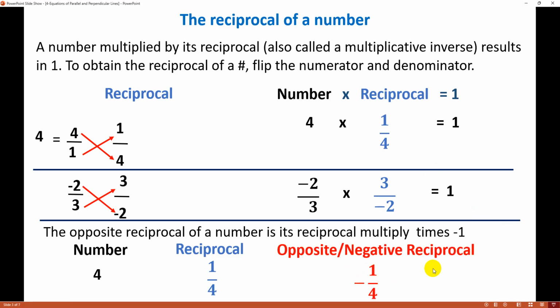The opposite reciprocal would be the reciprocal times negative 1. In other words, we're going to change the sign here. If this is positive, it becomes negative. So the opposite reciprocal of 4 is negative 1 over 4. All we do is change the sign of the reciprocal from positive to negative, or if this is negative, the opposite reciprocal will be positive.